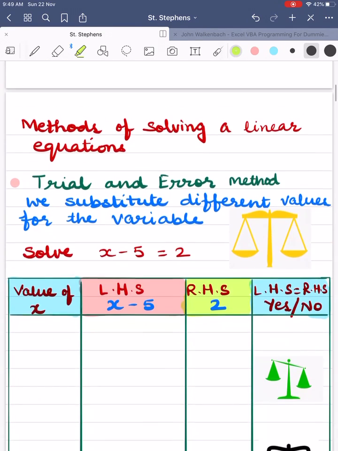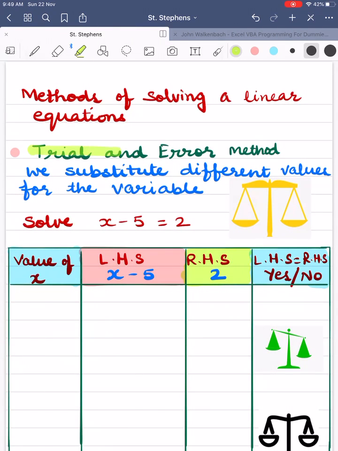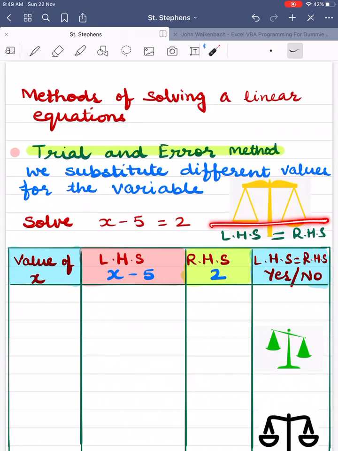Now let's understand the trial and error method of solving a linear equation. In this method, we substitute different values for the variable until the left hand side is equal to the right hand side. Children, since in a balanced situation the two sides of the balance hold equal weight, we can say an equation behaves like a weighing balance. Now let's solve x minus 5 is equal to 2. Now here x minus 5 is the left hand side and 2 is the right hand side.